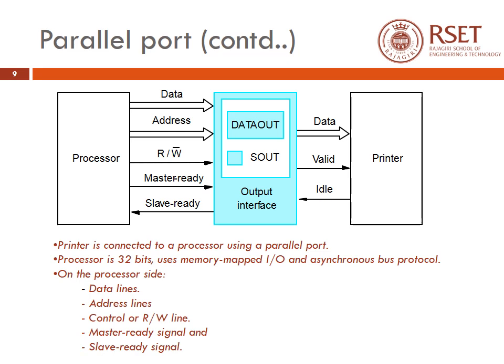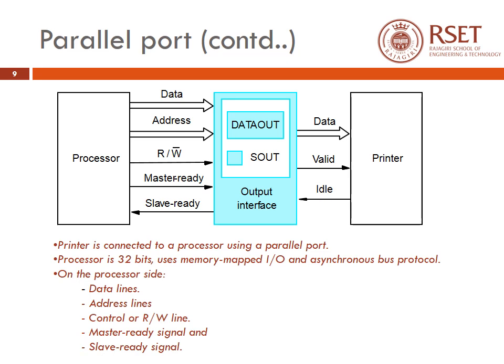So next we will discuss the parallel port that can be used for connecting a processor to an output device. Here we will see a printer. First we will discuss the different components involved. Here also we have the device, that is the printer, the output interface associated with the printer, and the processor. The different connections are the idle signal coming from the printer to the interface, which indicates whether the printer is currently idle or not.